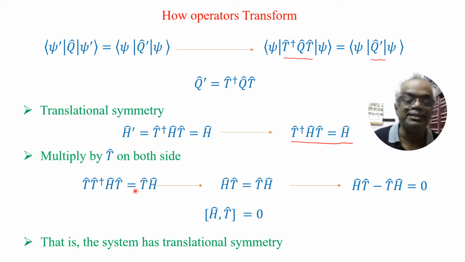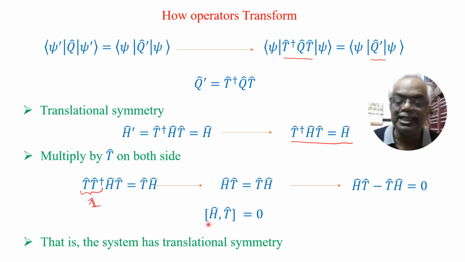Now, take this expression and multiply both sides by T. So T dagger H T is equal to, on the right hand side also multiplying with T. Since it's a unitary operator, this is equal to 1. So H hat T hat is equal to T hat H hat, or H hat T hat minus T hat H hat is equal to 0.